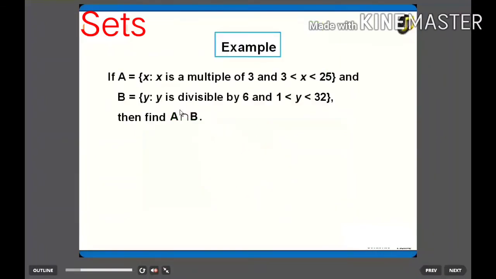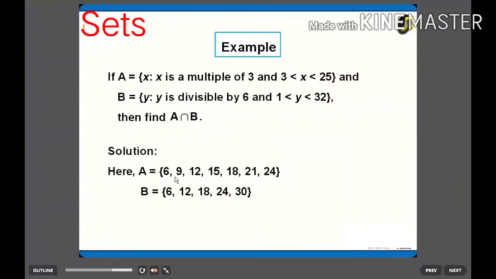So first of all we write the sets in roster form, then you have to find A intersection B. Look here, this is the roster form, and now you have to write here A intersection B. A intersection B is {X such that X belongs to A and X belongs to B}, meaning 6 is present in A and B, so you write here 6. Now 12 is present in both, so you write here 12. Now 18 is present in both, so you write here 18. Now 24 is present in both, so you write here 24. So look here, all the elements common to A and B will be called A intersection B.